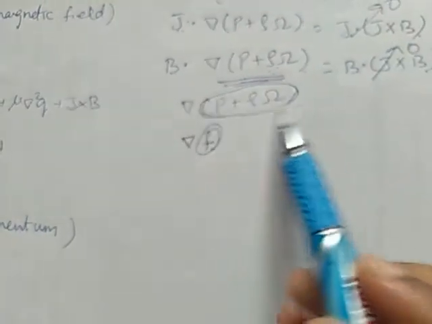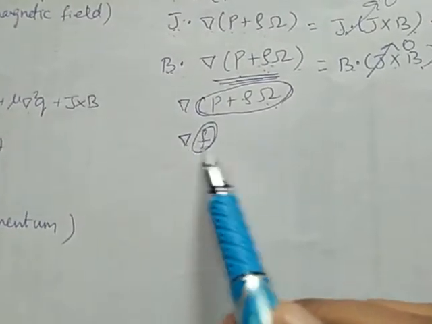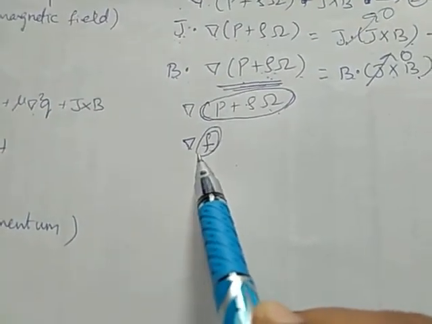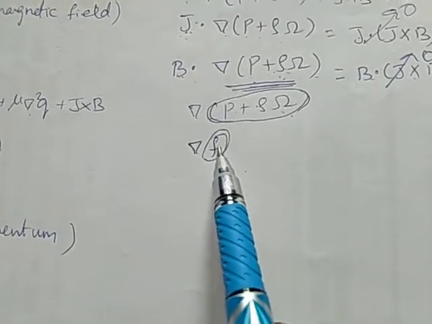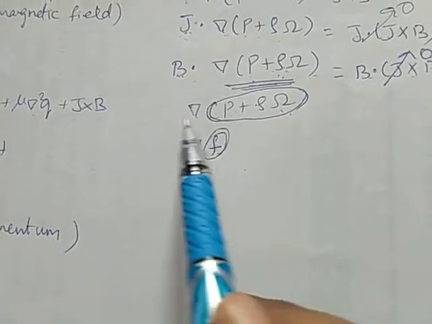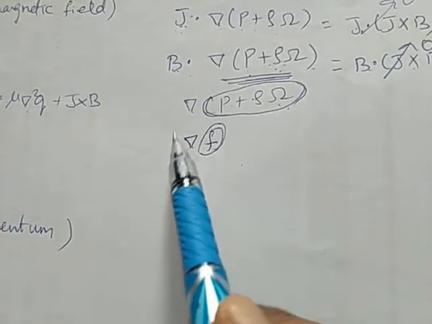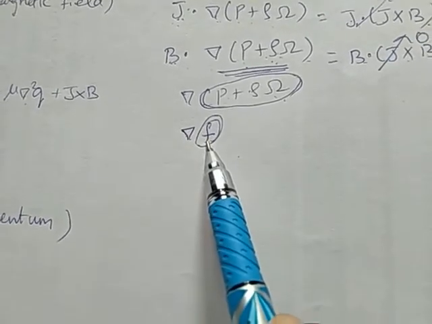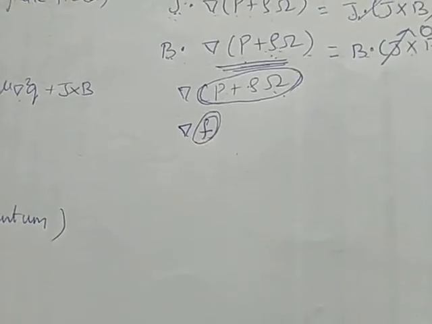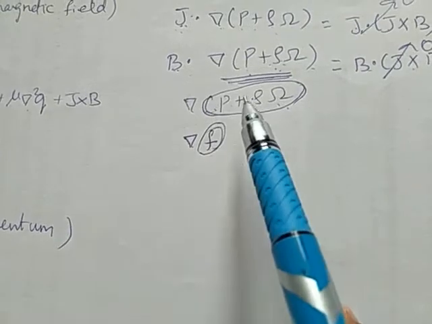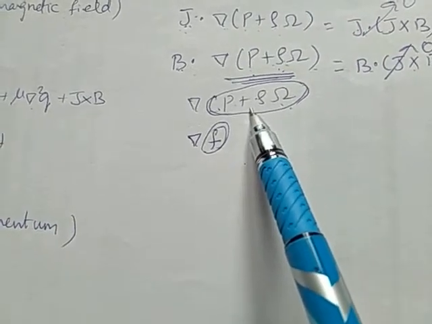And this is constant because whenever we have a scalar function, it is from the gradient of the scalar function that we observe it is normal to the surface. Del F is a vector normal to the surface F. Therefore, we conclude that P plus rho omega is a constant.